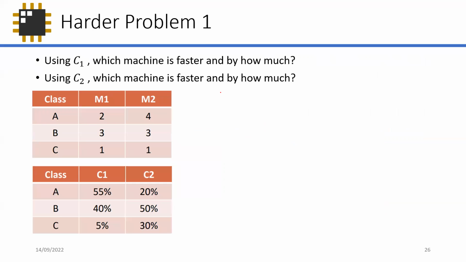But the question is, using compiler 1, which machine is faster and by how much? And using compiler 2, which machine is faster and by how much? Take note of the question. I'm going to plug compiler 1 into machine 1 and machine 2, and at the same time compiler 2 into machine 1 and machine 2 later on. But let's do compiler 1 first.